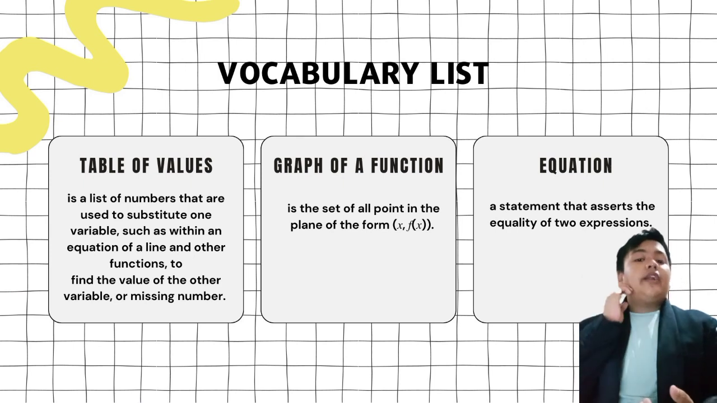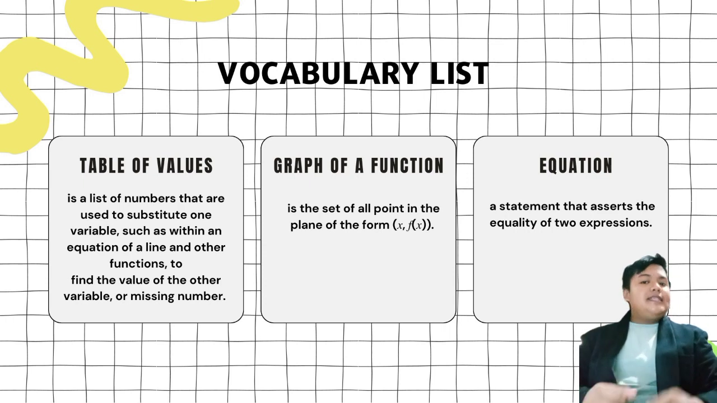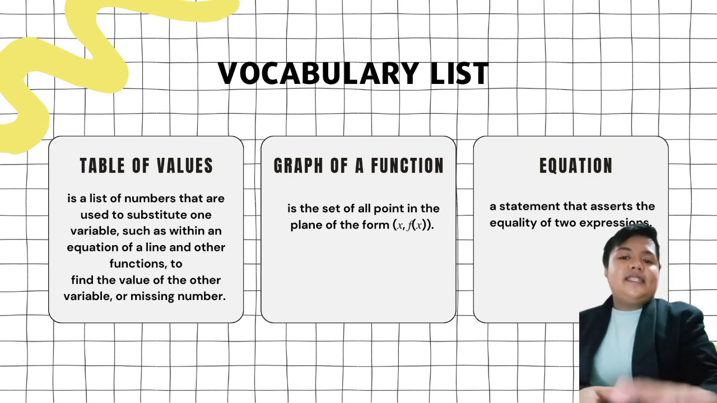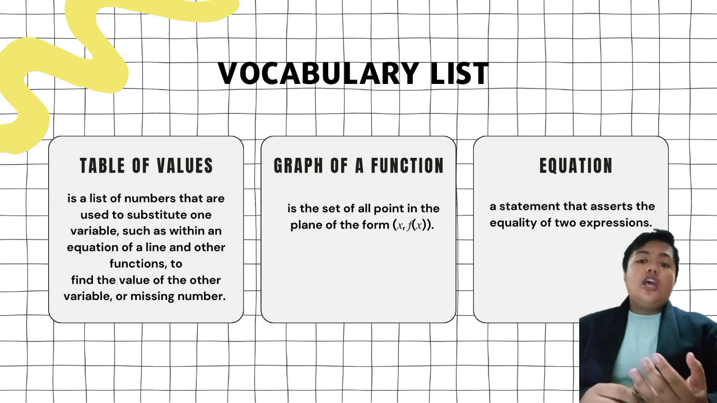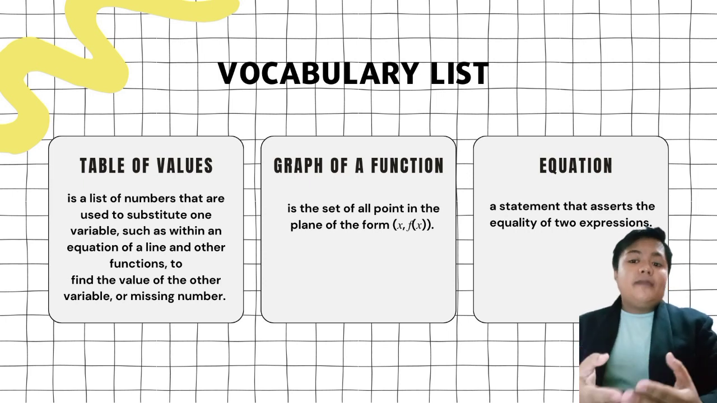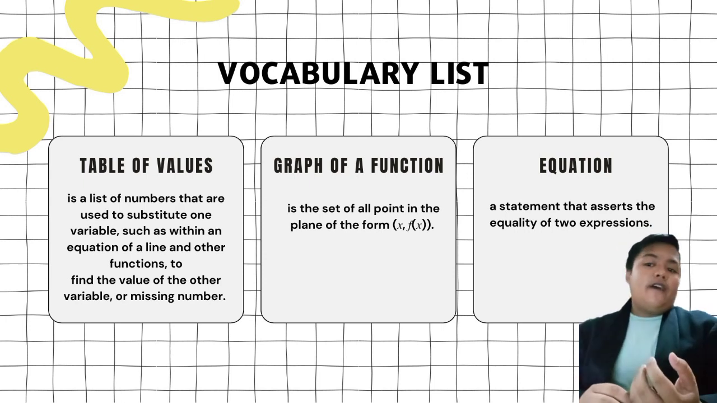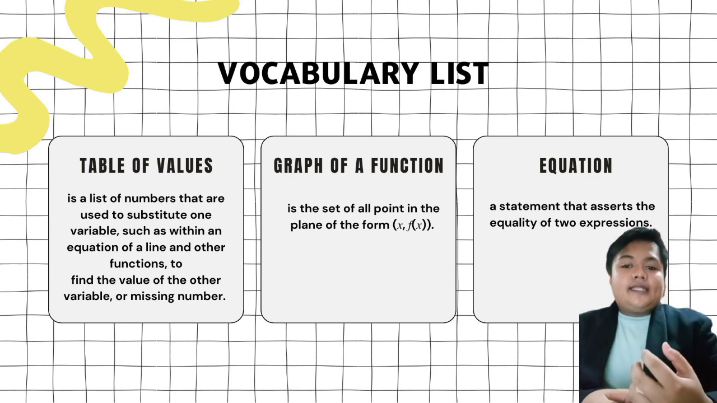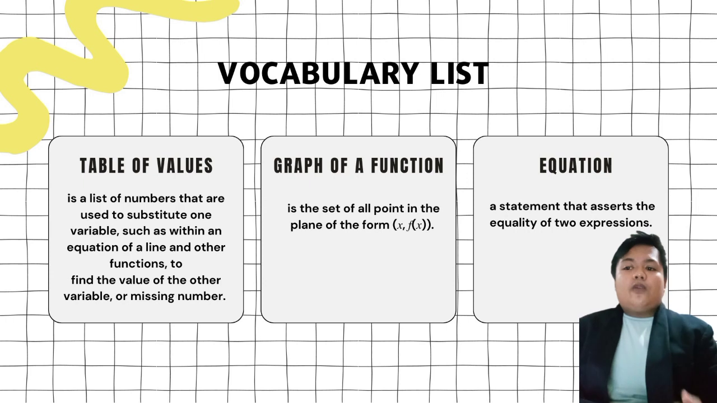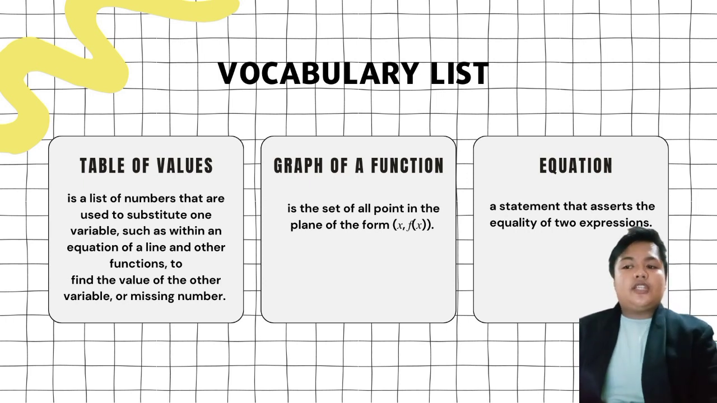Before we go to our topic, let's first read the vocabulary list. First is table of values. A table of values is a list of numbers that are used to substitute one variable within an equation of a line or other function to find the value of the other variable or missing number. Next is the graph of a function. The graph of a function is the set of all points in the plane of the form x and f of x. The last one is the equation. An equation is a statement that asserts the equality of two expressions.